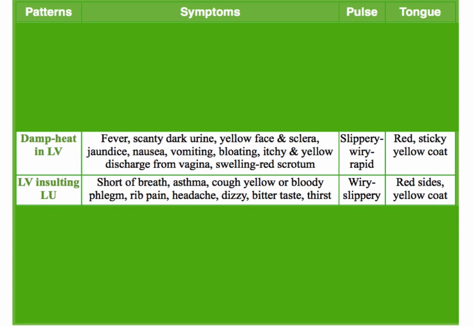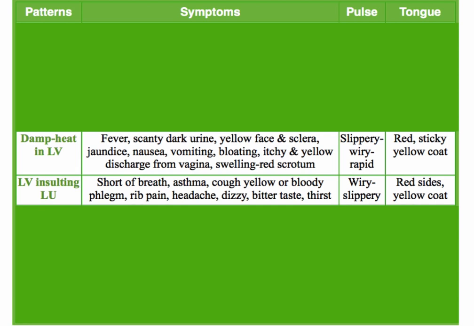Those are two separate patterns, but they're both damp heat in the liver. It's just that one is in the organ, one is in the meridian. So I hope I made that clear. The pulse and the tongue would be the same. The pulse would be slippery, that's damp, wiry, rapid, so rapid is the heat, and wiry, it's affecting the liver. And then the tongue is red, which is heat. Yellow coat is heat, but a sticky or greasy coat is the dampness.